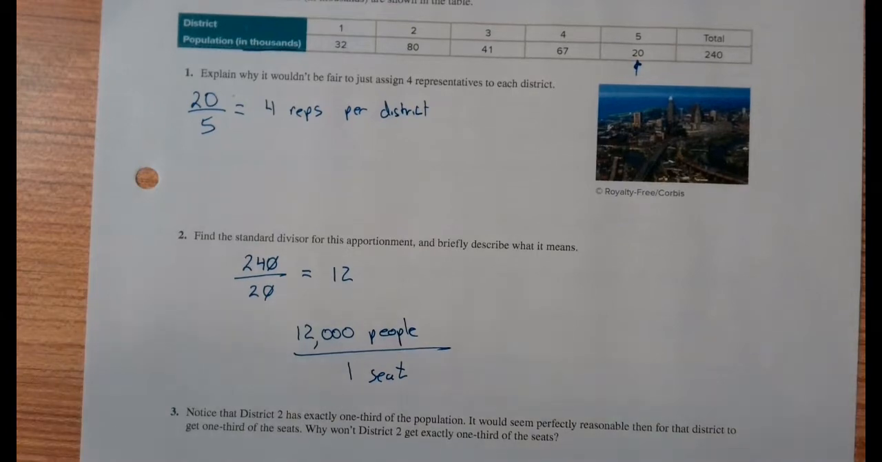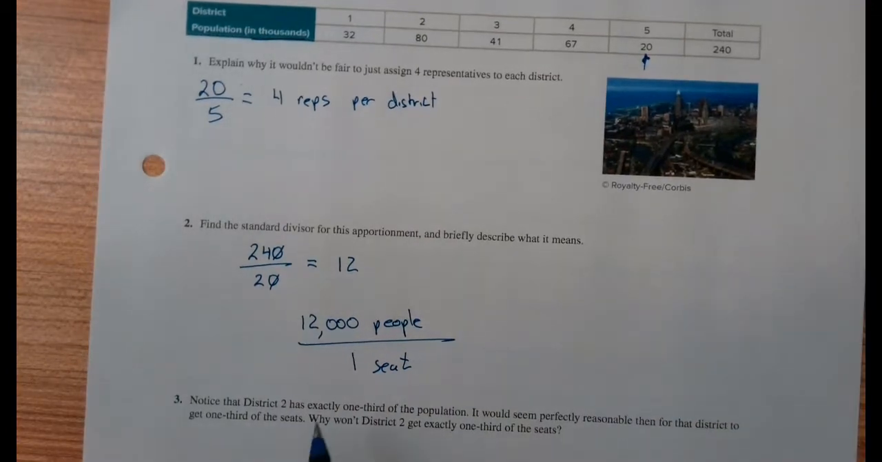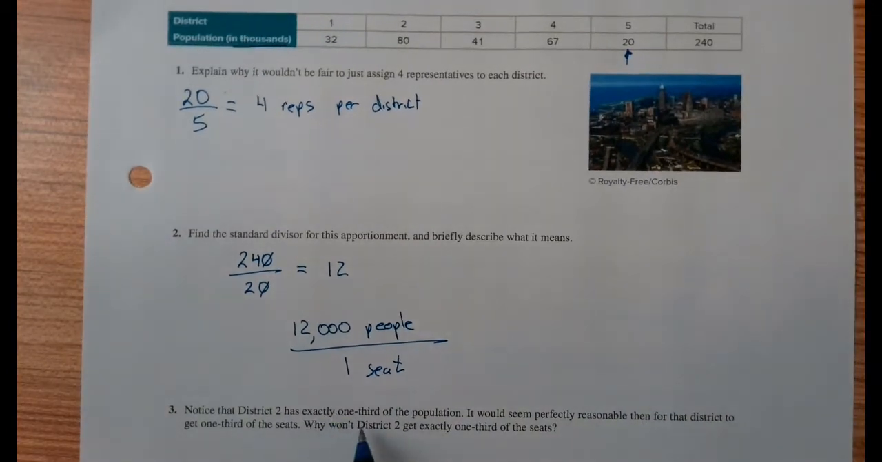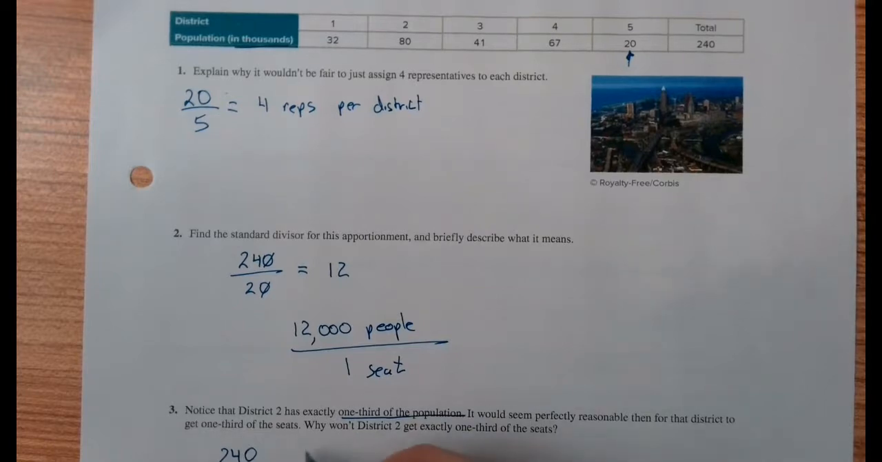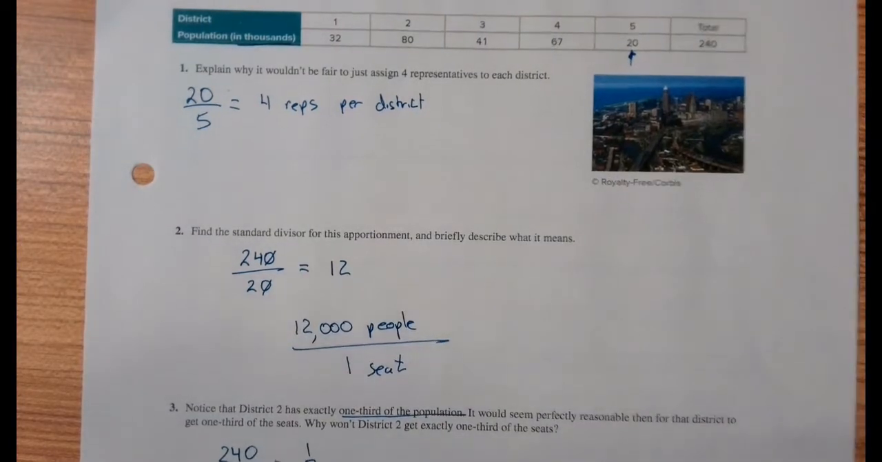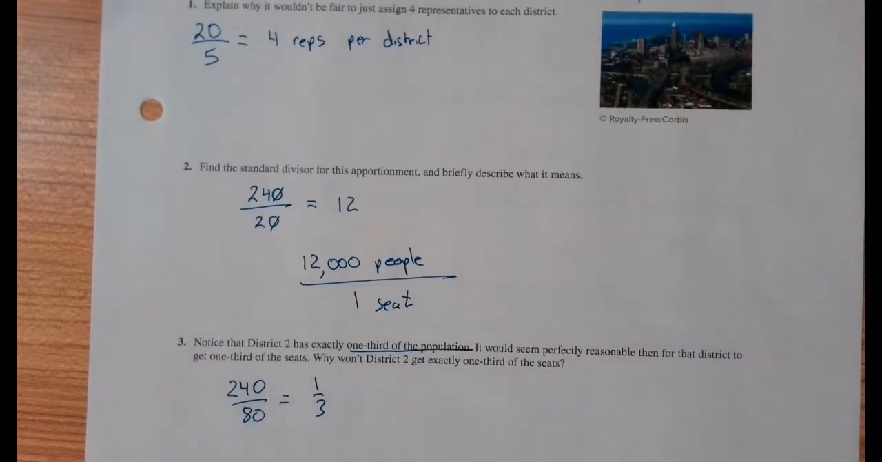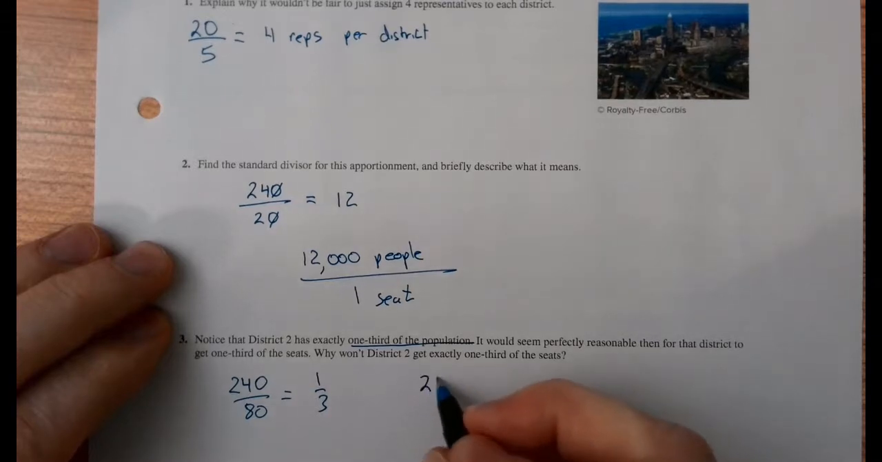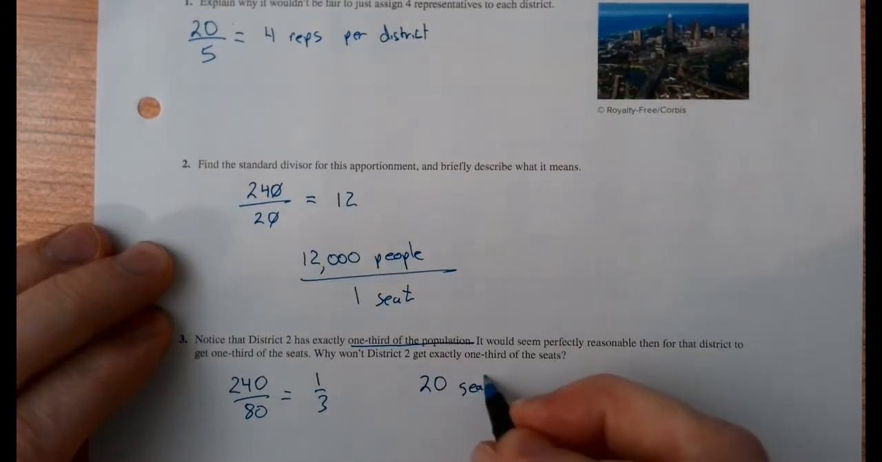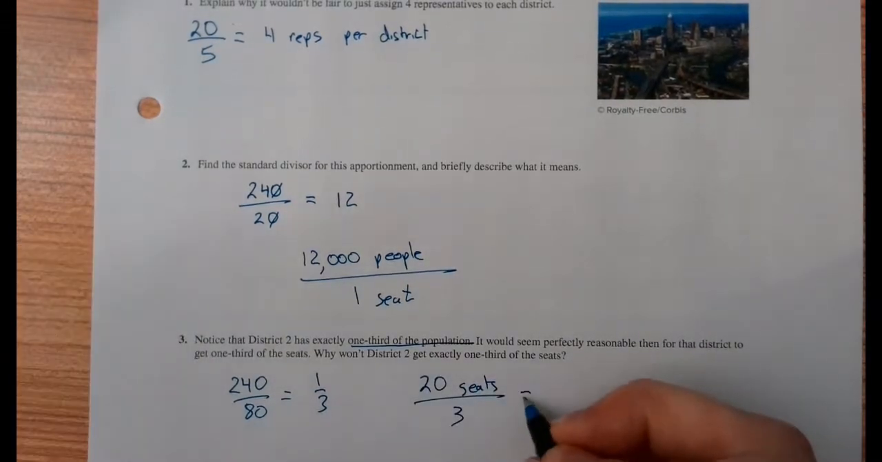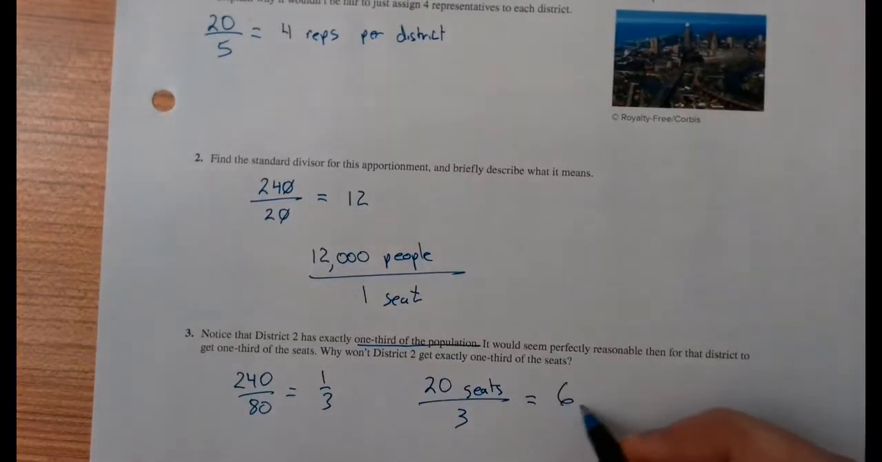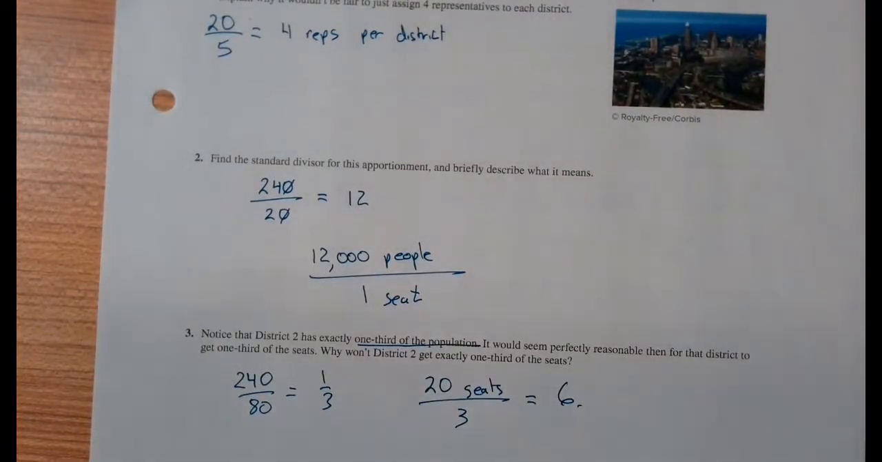That's what that means. Each person that gets elected to the city council, or whatever this entity is, represents 12,000 people. Well, if we look at District 2, it has exactly 1/3 the population. How did they get that? They did 80 divided by 240, which equals 1/3. So as our author notes, it'd be perfectly reasonable for that district to get 1/3 of the seats. Why can't we do that? Well, look at the number of seats. There are 20 seats. If we divide that by 3, we get 6 point something.